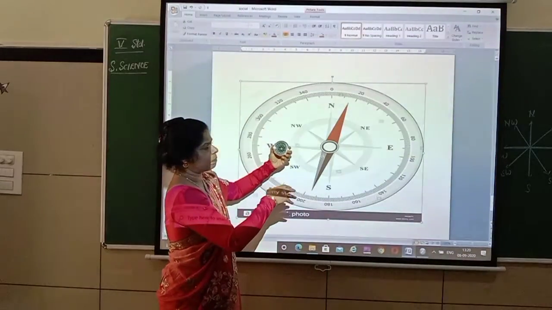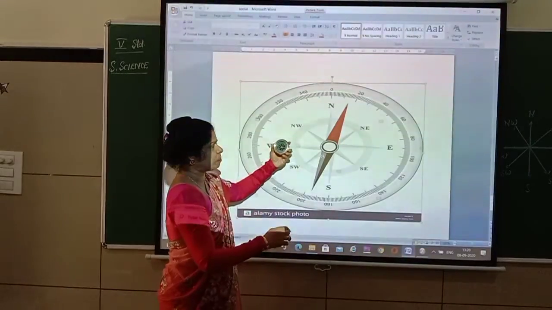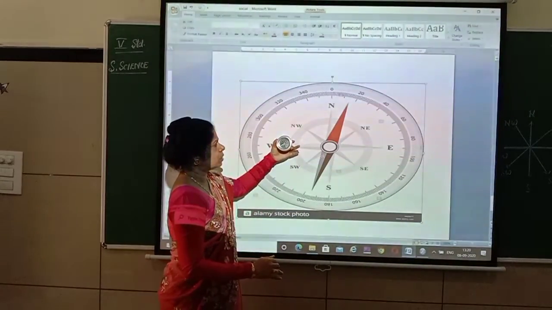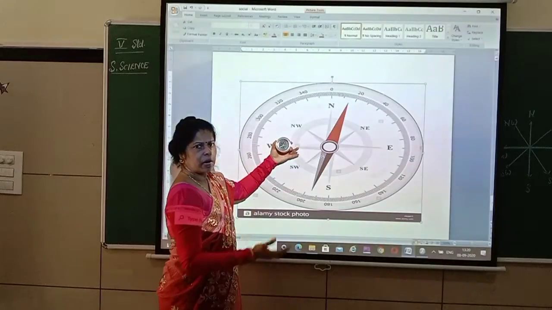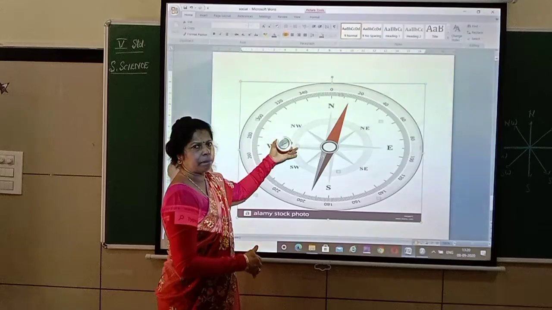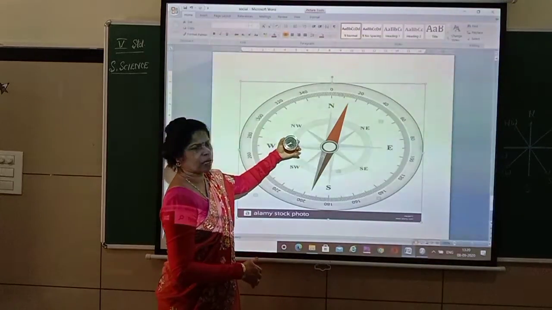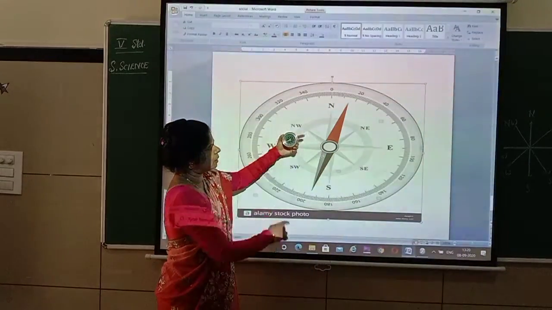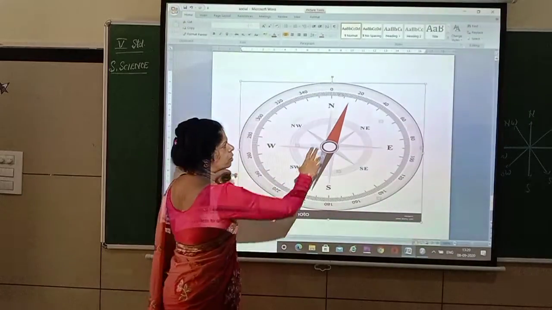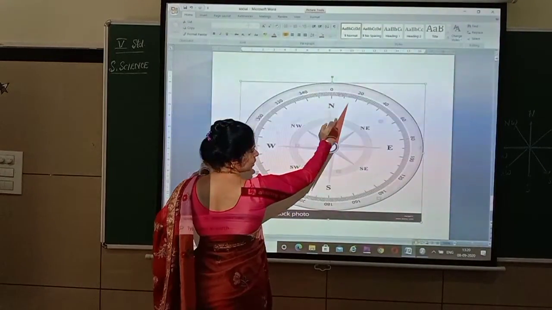So, based on that only, the submarine people as well as the people going for trekking, hiking and all, carry this compass so that it will be easy for them to find the directions in which they are going, and they can come back in the same direction. So this is what we call a compass with a magnetic needle. It always coincides with the north direction. Did you understand?